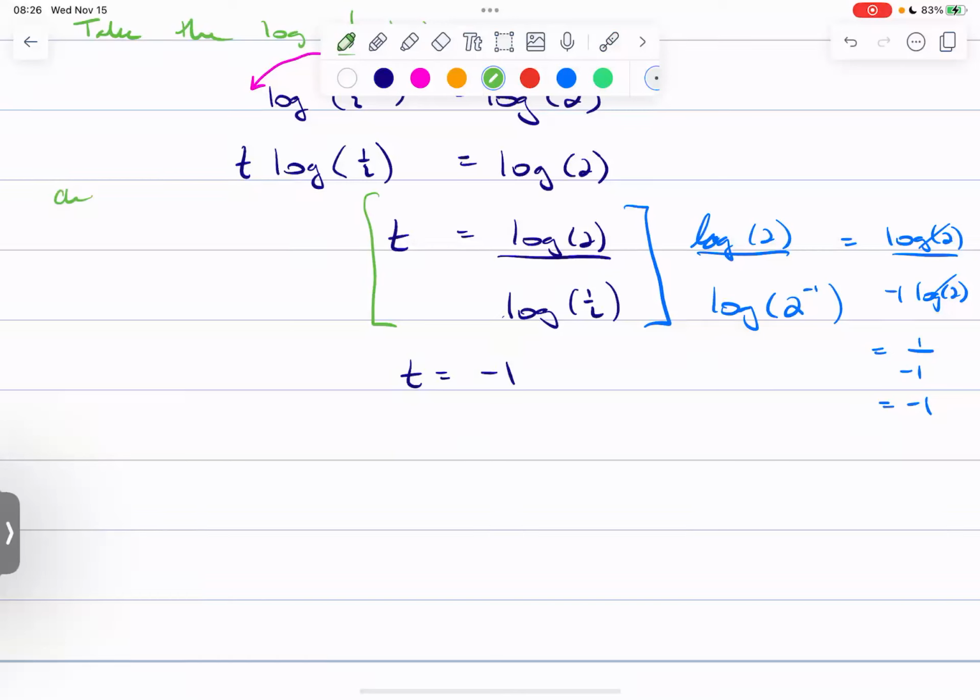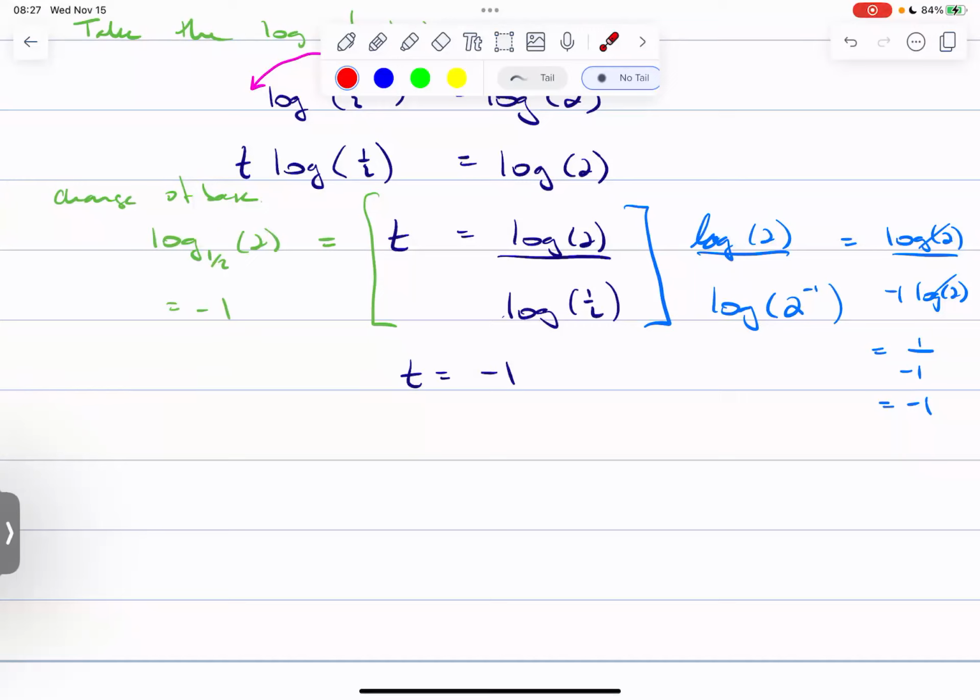All right. Change of base says that if I have log base 10 of 2 over log base 10 of 1/2, then that's going to be log base 1/2 of 2, right? So this is equal to log base 1/2 of 2 by the change of base formula. Try log base 1/2 of 2, and you get the same thing, -1.